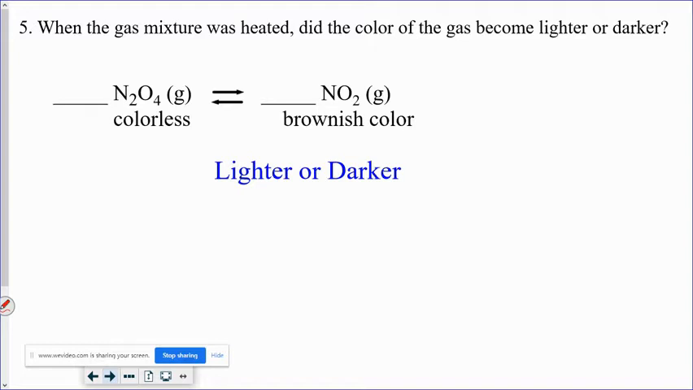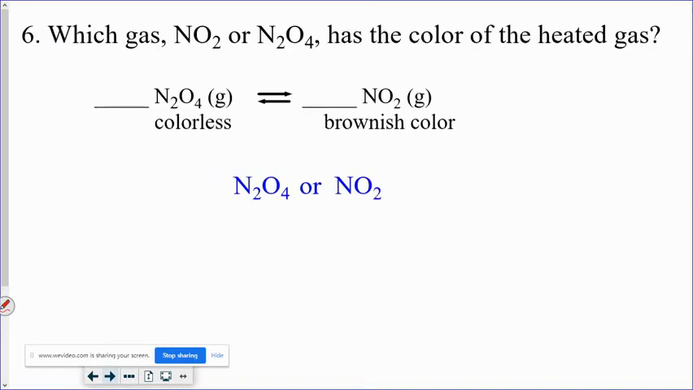So when the gas mixture is heated, did the color of the gas become lighter or darker? And the answer for this one would be darker. So the test tube that we put into some hot water, it became darker in color. That is the answer to that one. Which gas, nitrogen dioxide or dinitrogen tetroxide, has the color of the heated gas? Well, this would be the answer right here. When we heated it, it did become more brown in color or darker in color.